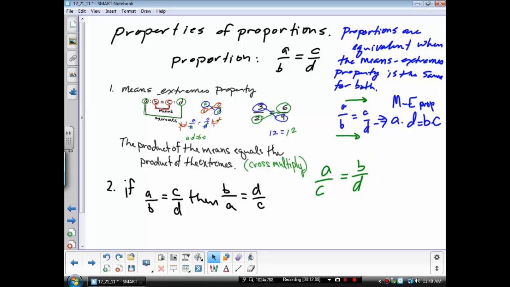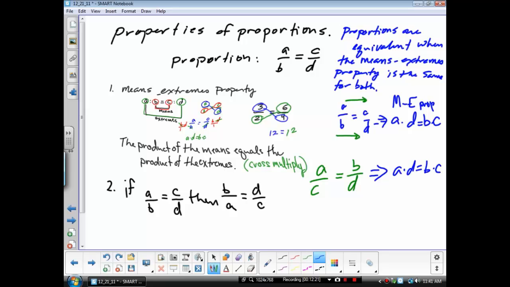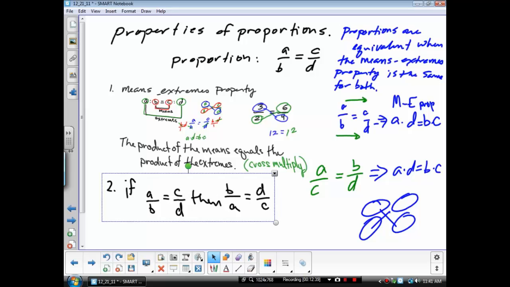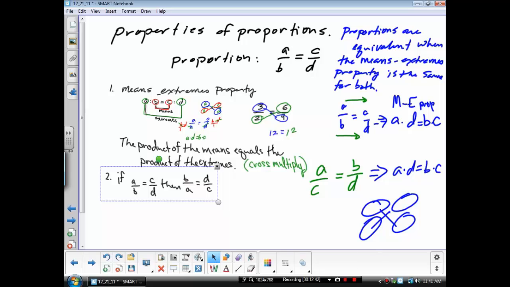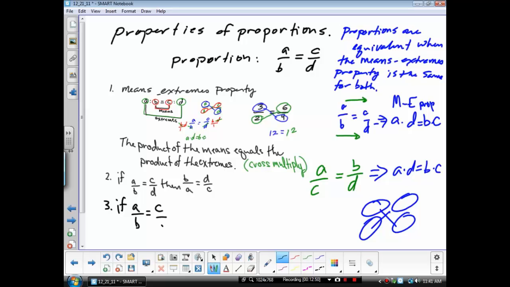Check my means extremes property. There's my little arrow again. A times D equals B times C. Again, A times D and B times C. I get the same means extremes property, so again, this proportion is equivalent. So here we are, property number 3: if A is to B as C is to D, then A is to C as B is to D.